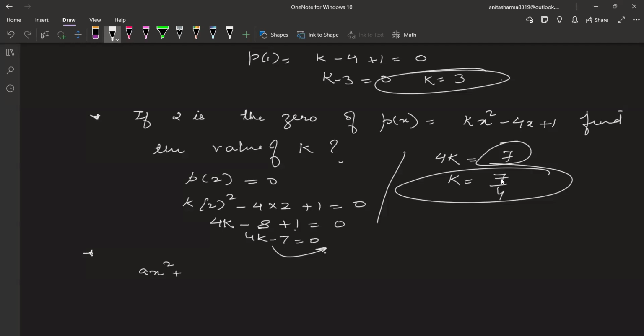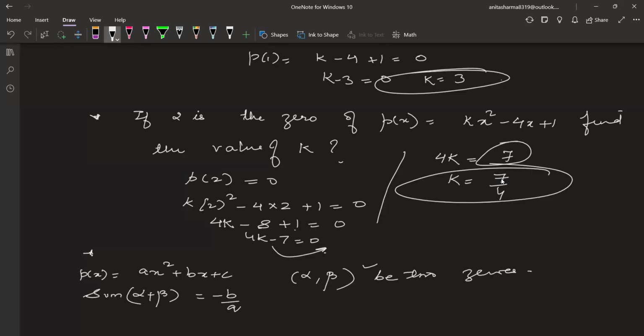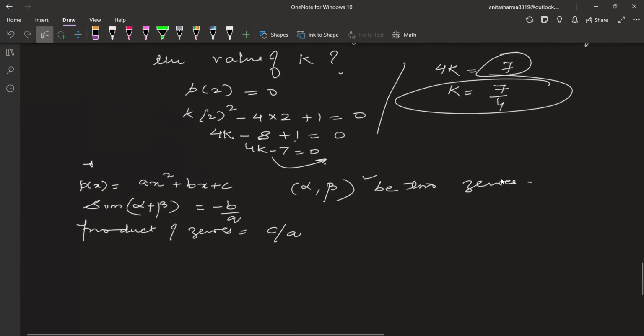Okay, ma'am. So children, now next is sum of the zeros. Let alpha and beta, because this is a quadratic polynomial, so two zeros would be there. Let alpha and beta, any arbitrary constants, represent the zeros. So the sum of zeros will be equal to minus b by a, and product of zeros will be c by a. Clear, beta? This is the formula.